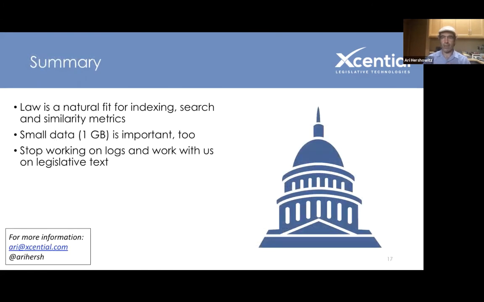And that's basically where we're at. And as you see, we have a bunch of ideas. We have a bunch of places we're working, but we definitely would love to work with experts in the fields to advance the work that we're doing. And this last point is my main point, which is I hope some of you or some people working with Elasticsearch are willing to stop working on searching through logs and work with us on legislative text.